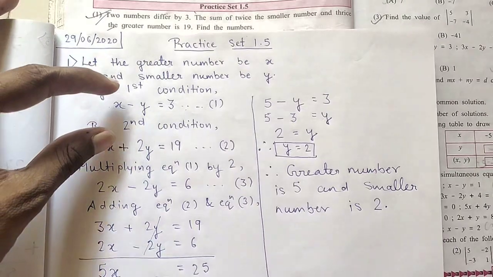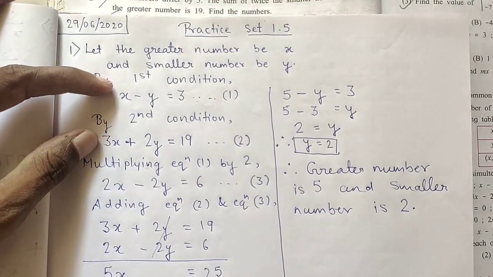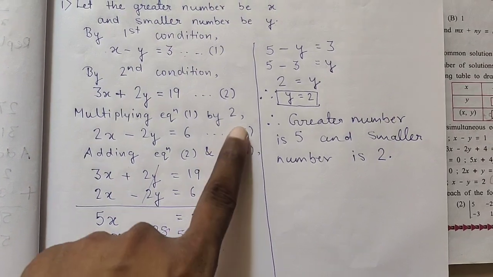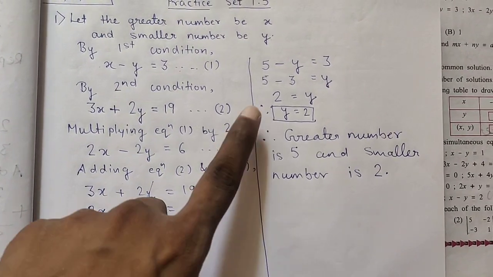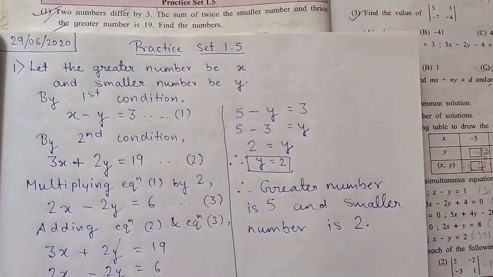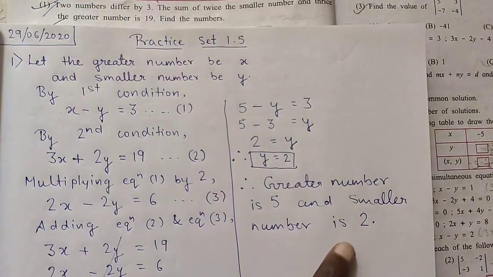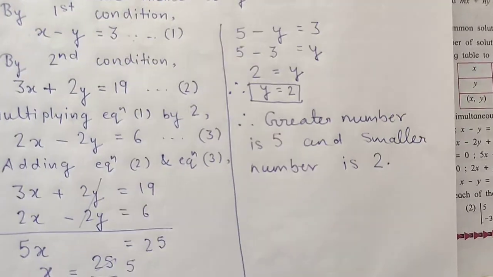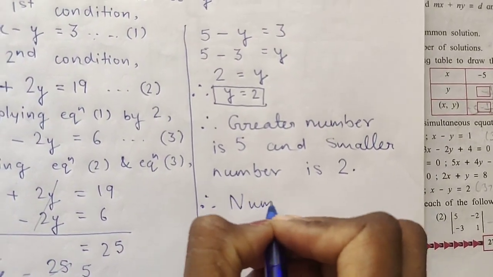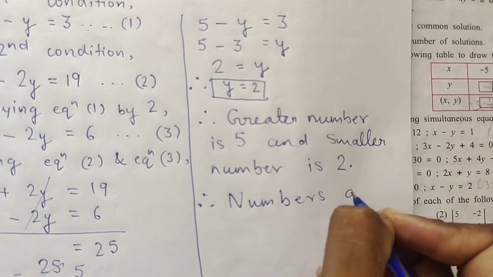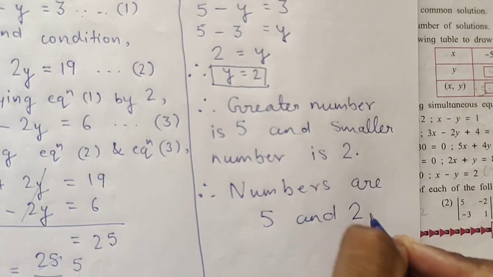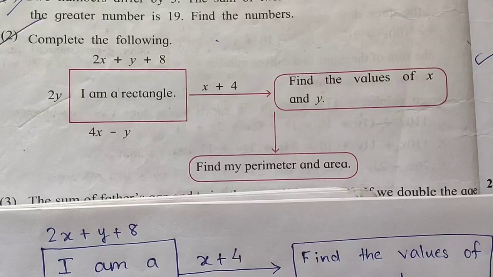Then what I did? I have solved equation 1 and equation 2 simultaneously, and we got the value of x 5 and value of y 2. And then we have written the final answer. That is what is the question? Find the numbers. So we can say that our numbers are 5 and 2. If you want, I can write final answer also. Therefore our numbers are 5 and 2. That is your final answer.